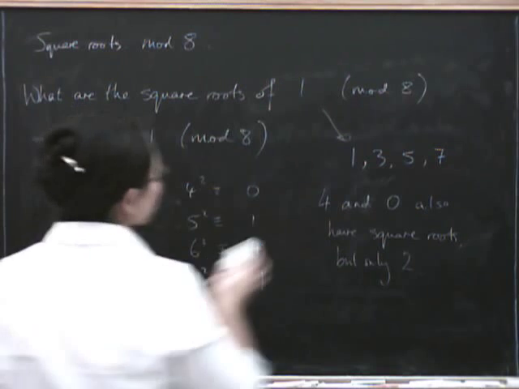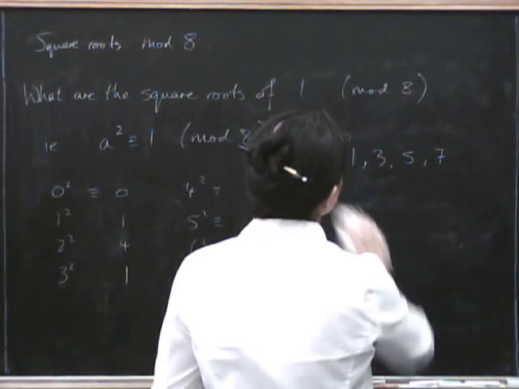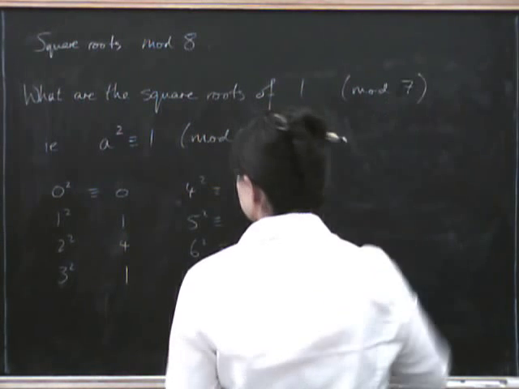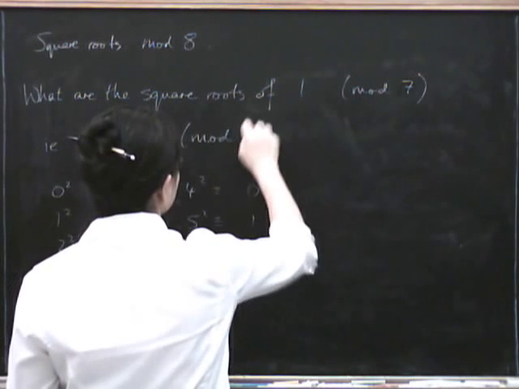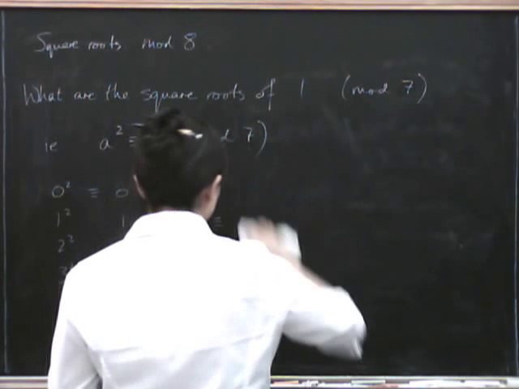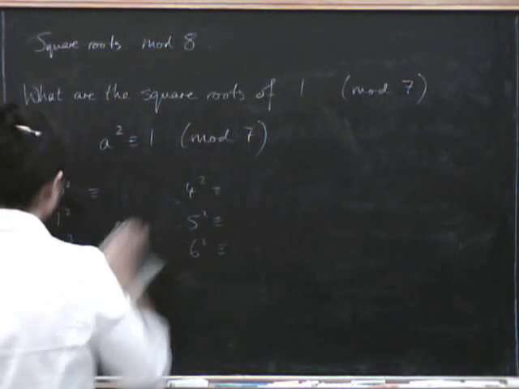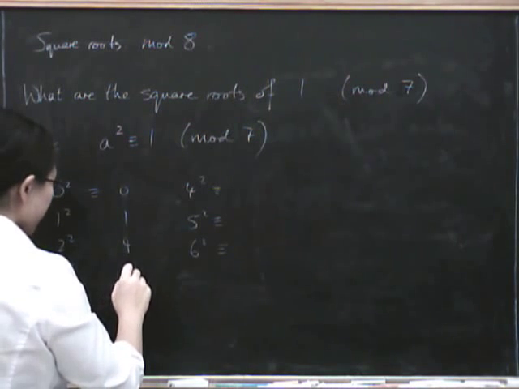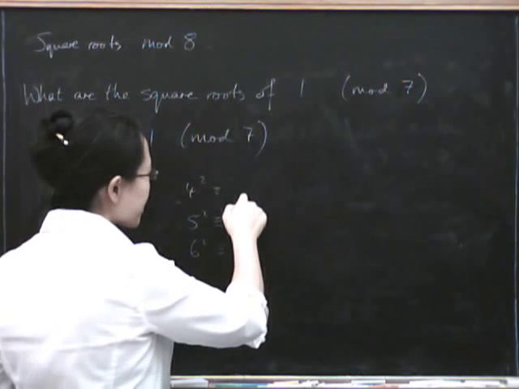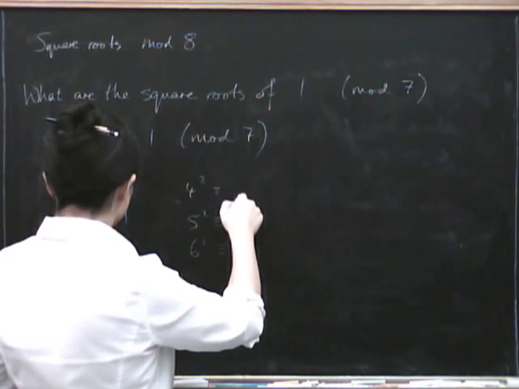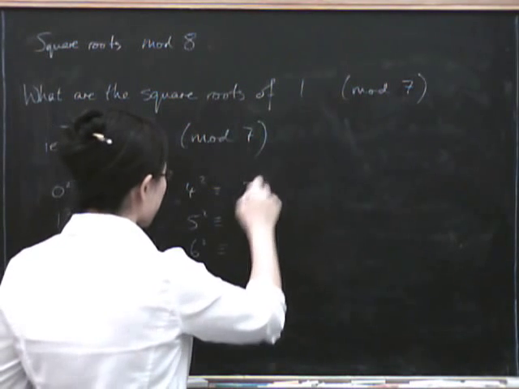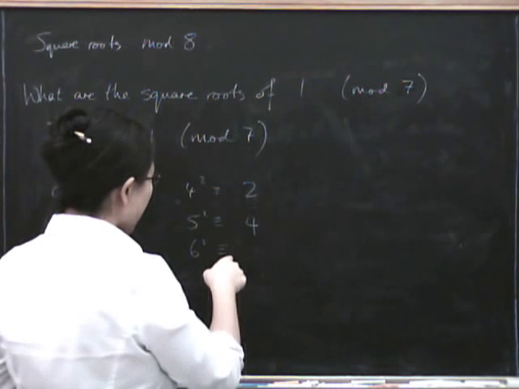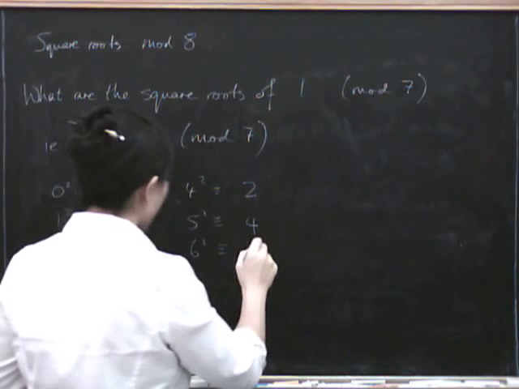Let's try mod 7 instead. Let's square everything mod 7, so we only have to go up to 6 now. So we get 0, 1, 4. 9 is the same as 2. 16 is the same as 2. 25 is the same as 4. And 36 is the same as 1.